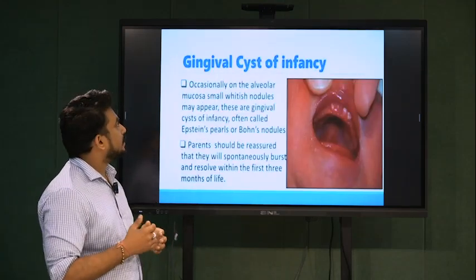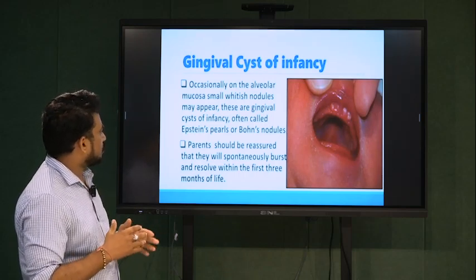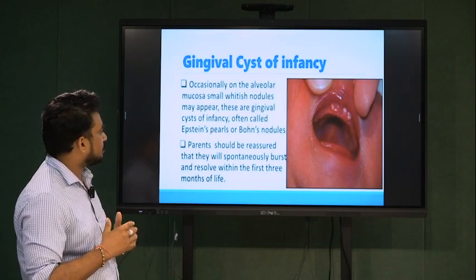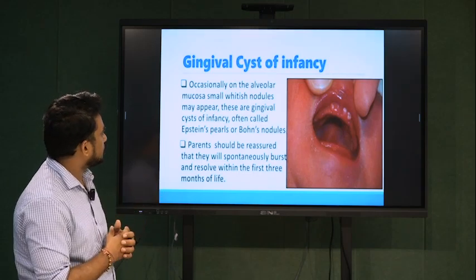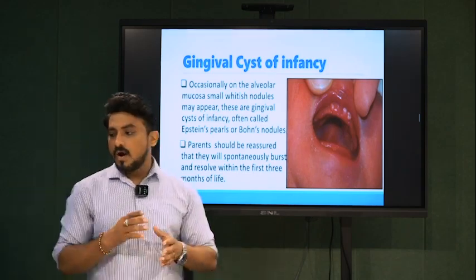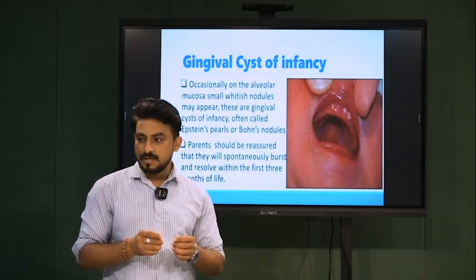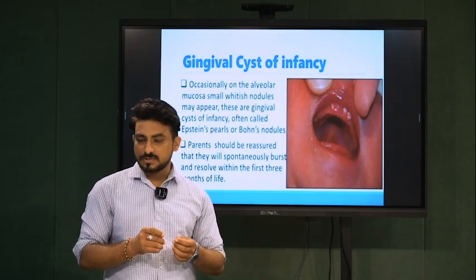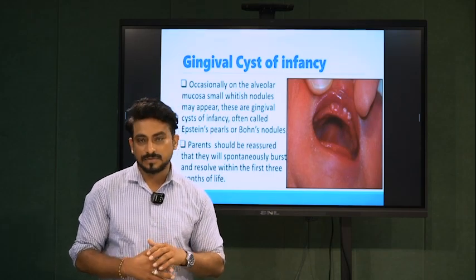This one is a gingival cyst of infancy. Parents should be reassured that it will spontaneously rupture and resolve within the first 3 months of life. Here in the photographs, small whitish nodules may occasionally appear on the alveolar mucosa. These are gingival cysts seen in infancy, often called Epstein pearls and Bohn's nodules.